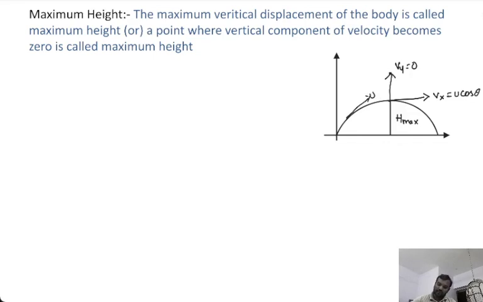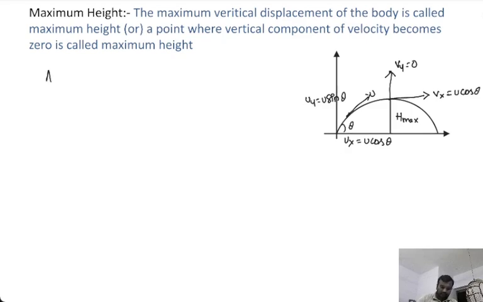So an object is thrown with velocity u at an angle theta. So that u value is resolved into how many components? Two components. Along the x-axis, ux is equal to u cos theta. Along the y-axis, uy is equal to u sin theta. Which direction is it thrown? Upward direction. Which side does acceleration due to gravity act? Downward direction. So now you find the maximum height formula.